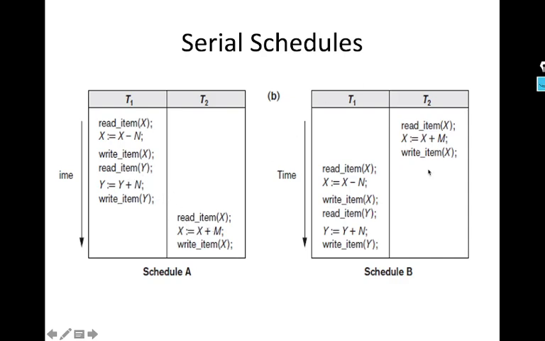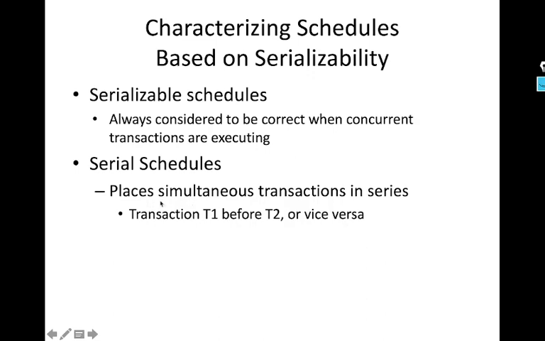And this is another serial schedule. Here T2 is executing first. After completion of T2, T1 starts and completes its execution. After that only can any other transaction proceed. So these two are examples of serial schedules. That is what we have written here: they place simultaneous transactions in series. If there are n transactions, they will be kept in series.